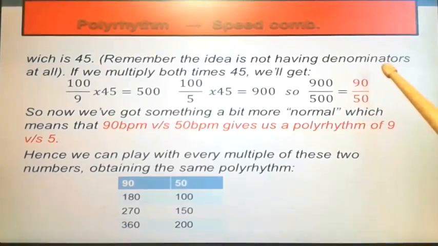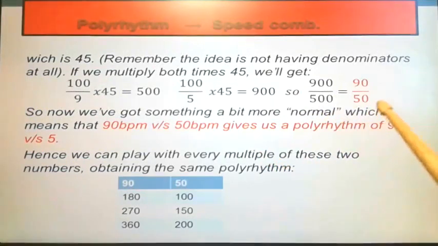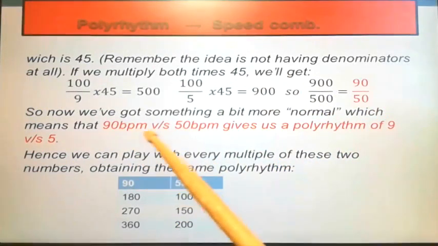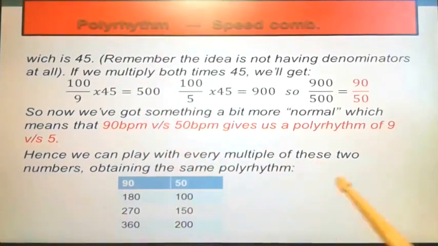So we can speak about 90/50. Now we've got a bit more normal beat. Which means 90 BPMs versus 50 BPMs gives us a polyrhythm of 9 versus 5. Hence, we can apply every multiple of these numbers, obtaining the same polyrhythm.